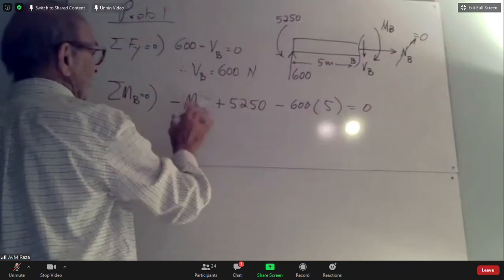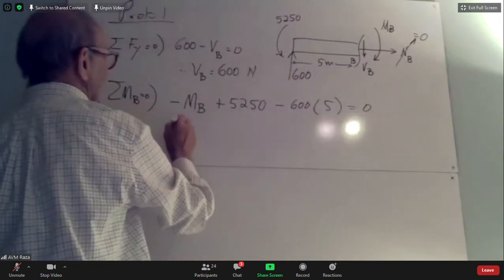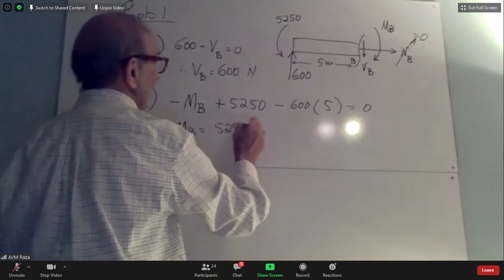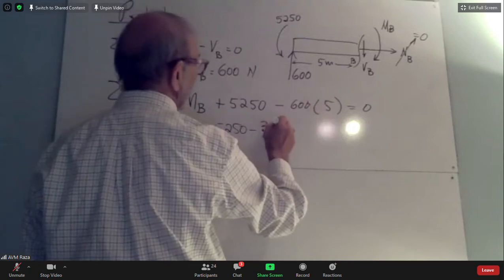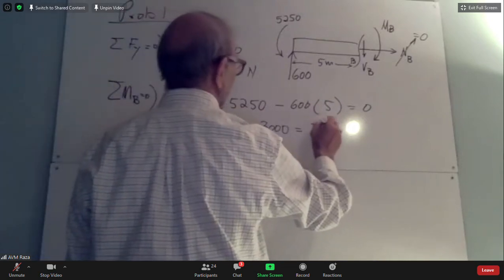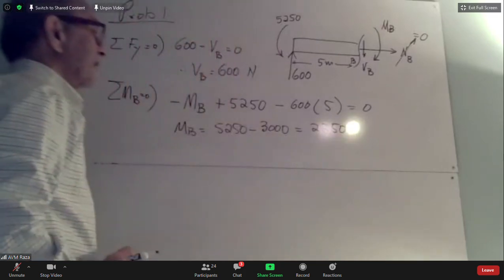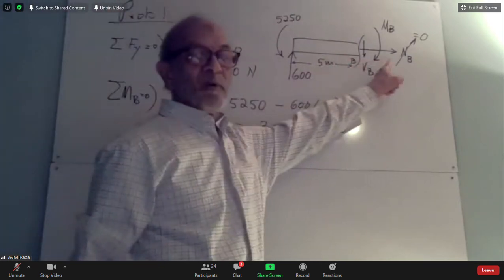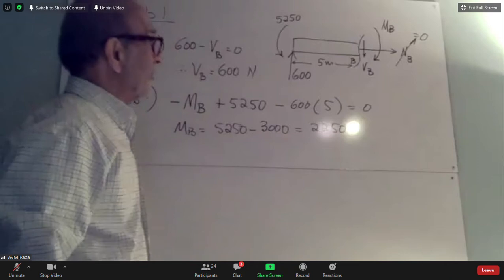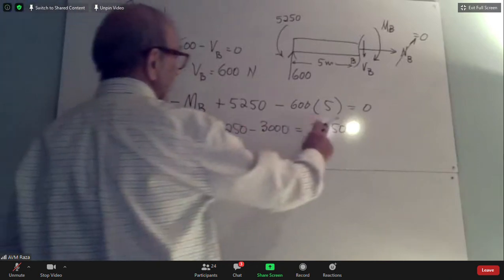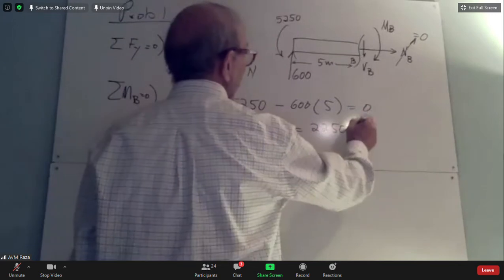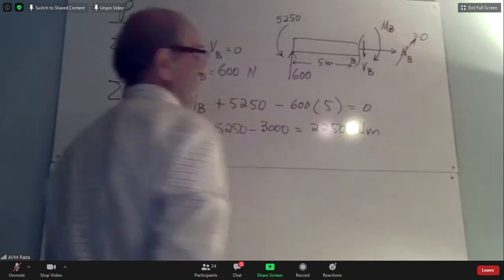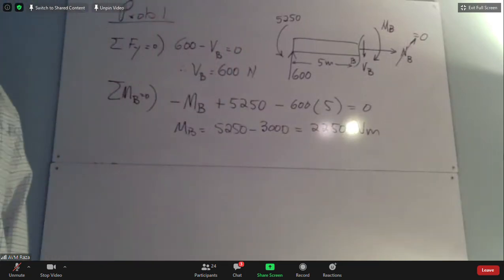And therefore, if I take MB on the other side, I can say the moment at B will be equal to 5250 minus 3000, and this will be 2250. My moment came out positive, which means that the direction I assumed for the moment was correct. So I can also say that this MB is equal to 2250 Newton meters, and this will be a clockwise moment as shown there. Any questions, anybody?